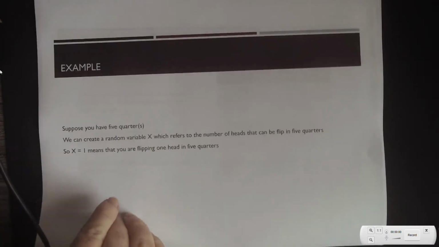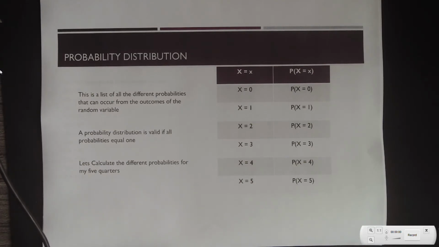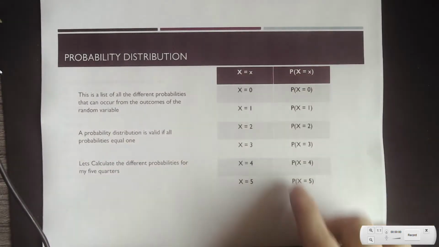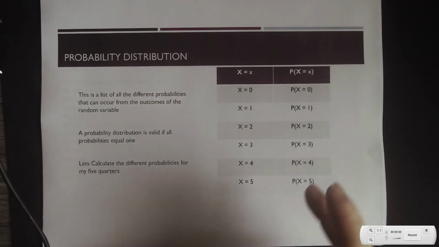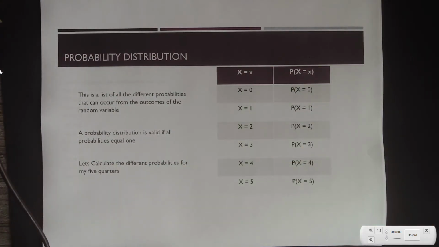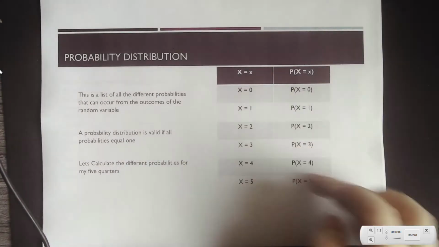We're going to create this probability distribution to be a list of all the different probabilities that can occur from the outcomes of the random variable. A probability distribution is valid if all the probabilities add up to 1. What that means is if I add all of these probabilities together, it should equal 1, because it's a sample space again. And remember, sample spaces have to add up to 100%, so a probability distribution has to add up also to 100%. So this whole thing has to be 1.